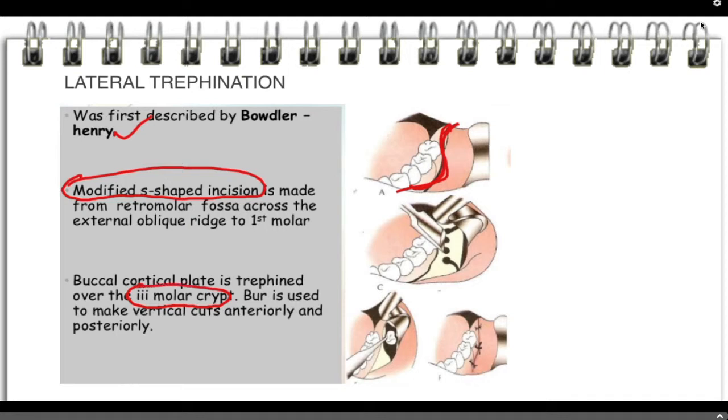The question is very simple. The lateral trephination technique is used for removal of the mandibular third molar. This question was given in 2019 NEET. So what is it? The type of incision is S-shaped. A modified S-shaped incision is the type of incision, and this is how it is done.